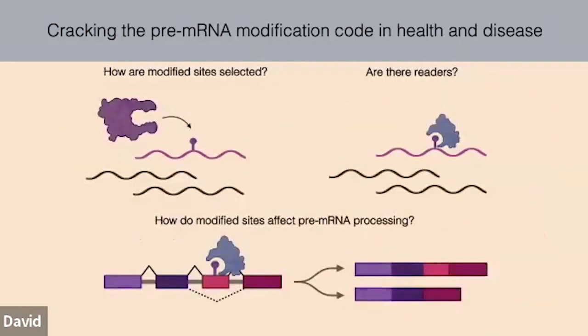But in order to understand this, we need to know where these modifications are in mRNAs and what they do. So mechanistically, we're asking, how are specific mRNAs selected to be modified? Are there readers of these modifications or proteins that can interpret this code? And how do these modified sites affect pre-mRNA processing and other steps of the mRNA life cycle to establish gene expression programs in a variety of conditions?